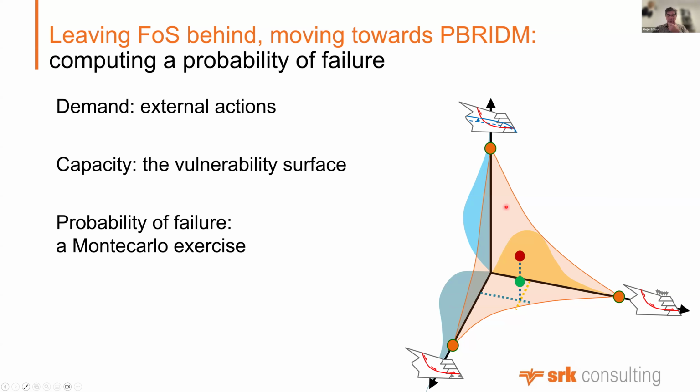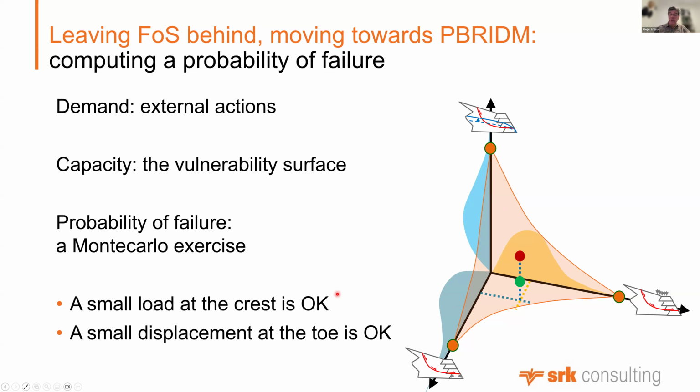Words of caution. You are estimating the probability density functions of the actions. Your vulnerability surface is fuzzy because you have uncertainty on the strength parameters, and this only applies to the flow liquefaction of one section that you happen to analyze. This is not the full probability of failure of the full dam due to a number of causes. So in a nutshell, a small load acting on your dam, you are okay. A small displacement at the toe, you are okay. But together, they may become a limit state. We are working on this. We are applying this to real world projects, and it is working. It's a lot of discussions.